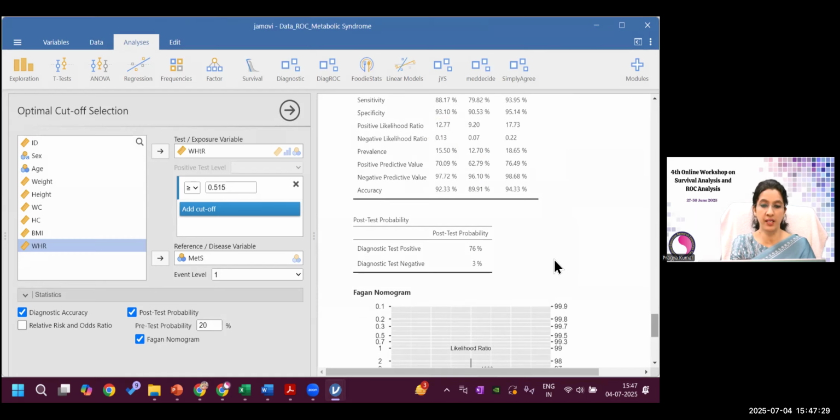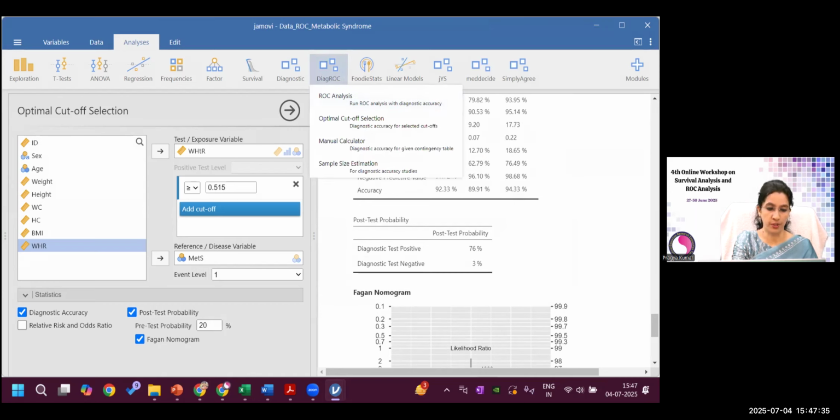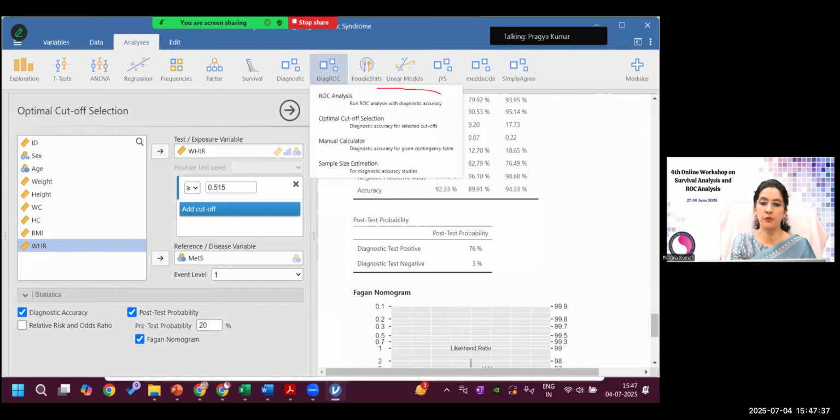So for Fagan's nomogram, you have to use the first option from here, this one. You will use this for comparison if you want to compare. But if you have got a selected cutoff using this option, then using that cutoff, you can plot your Fagan's nomogram and tell about your post-test probability for both positive and negative tests. Is that okay?